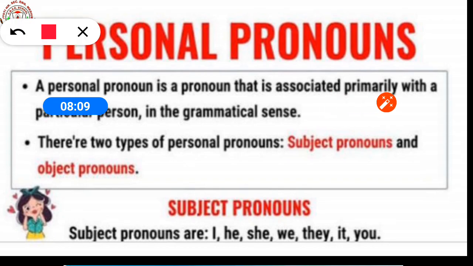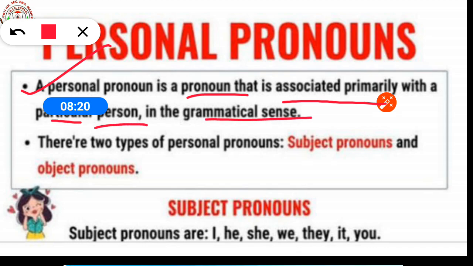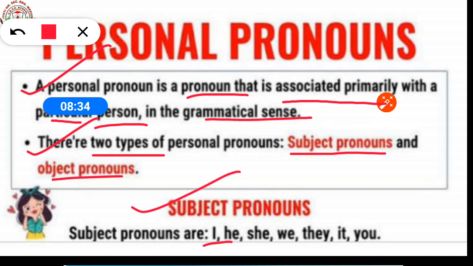So, a personal pronoun is a pronoun that is associated primarily with a particular person in the grammatical sense. So, there are 2 types of personal pronouns. The first one is subject pronouns and second one is object pronouns. So, subject pronouns are I, he, she, we, they, it, you. These all are related with subject pronouns.